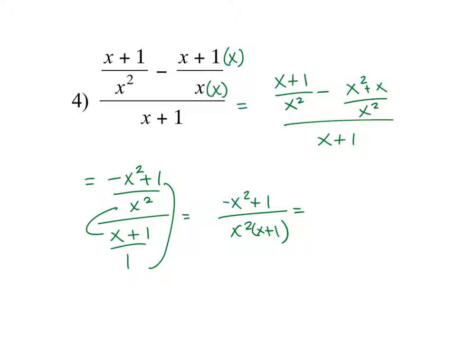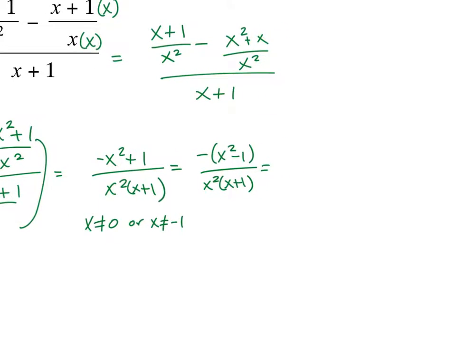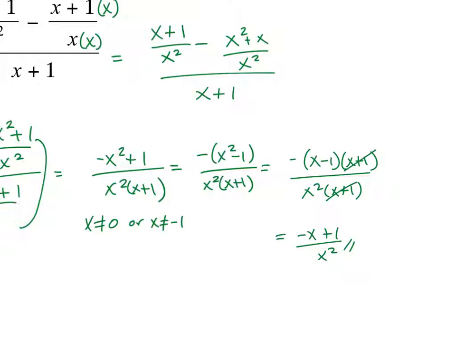Now, I'm going to simplify that fraction before, right? So I know, first of all, that x cannot equal 0 or negative 1. Now, I can factor a negative up here, so I'm going to have negative x squared minus 1 divided by x squared times x plus 1. Now, I can also factor that x squared minus 1, so I have x minus 1, x plus 1, everything divided by x squared times x plus 1. And now I can cancel this, so I have negative x minus 1 divided by x squared.